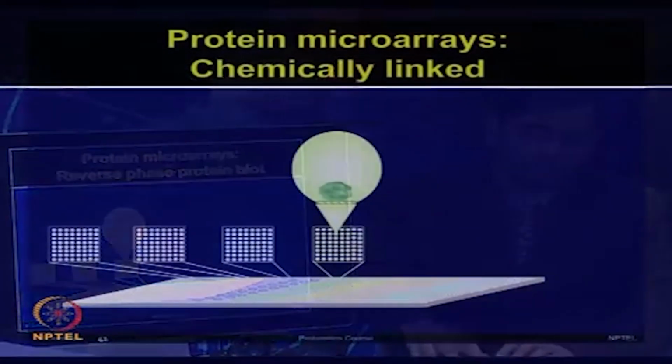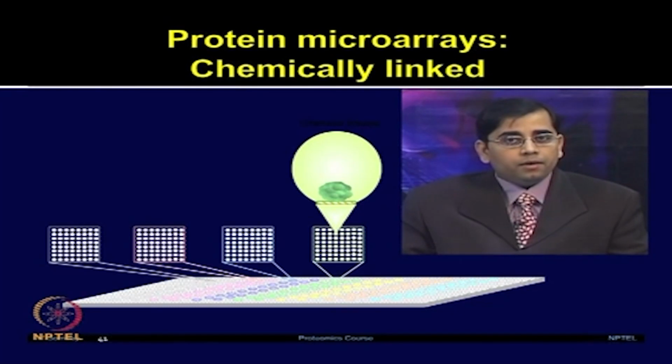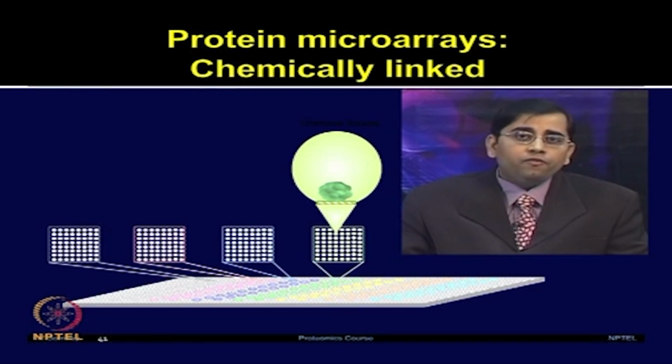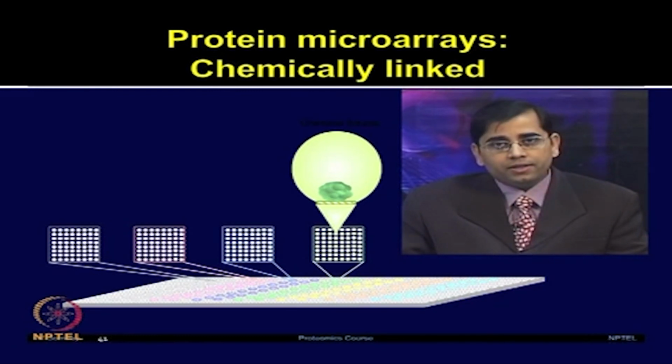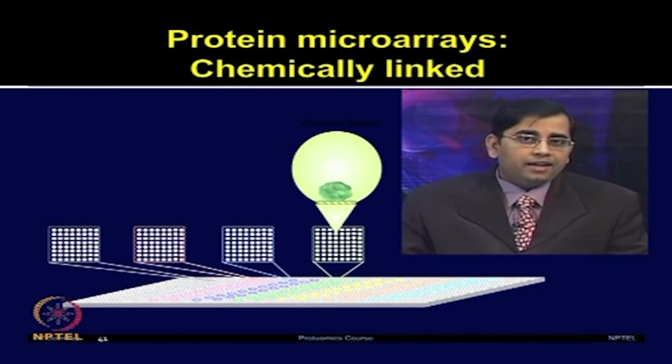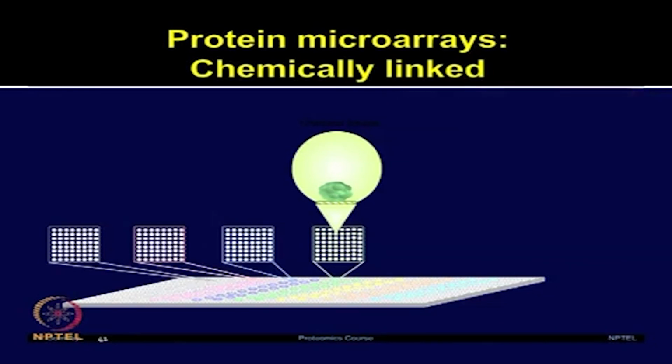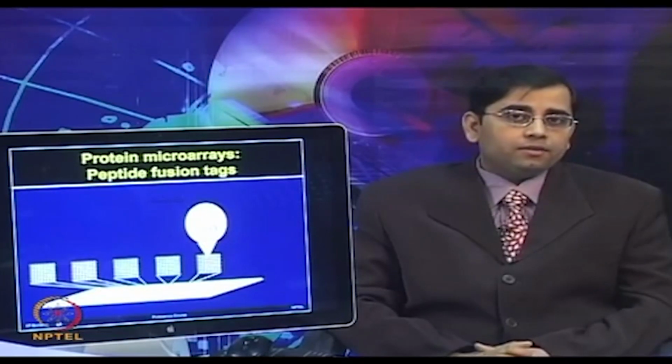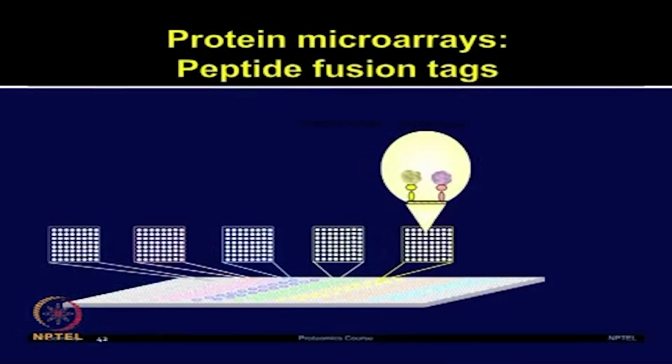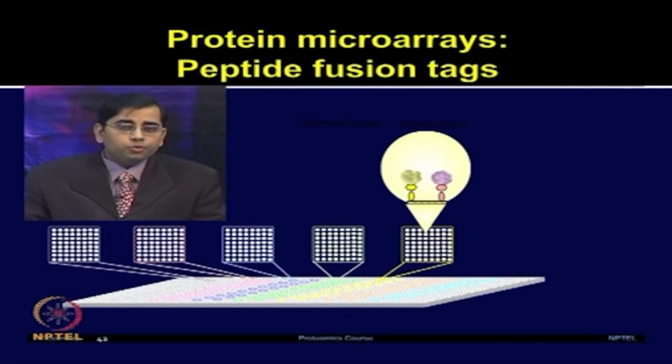The most widely used method for printing proteins involves chemical linkage. The purified proteins are immobilized on the functionalized glass slide and can be used for various applications. If one can purify a large number of proteins, then this could be an ideal approach for printing the proteins on the chip surface and studying different types of interactions. Peptide fusion tags. This is another approach, because peptides can be synthesized artificially. So, proteins fused to a GST or 6-histidine tag and spotted on nickel coated slides have also been used for doing protein microarrays.